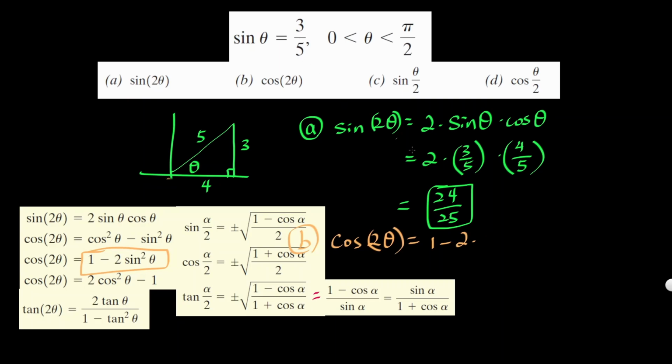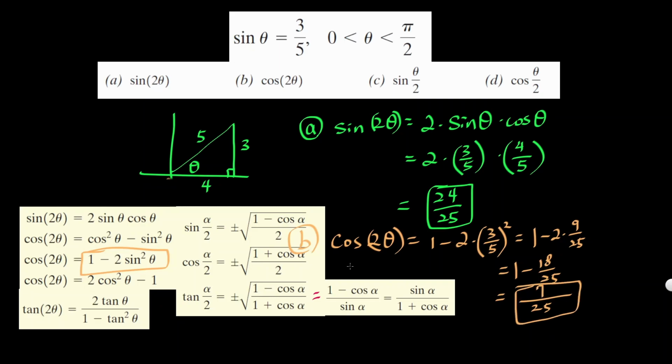Sine theta was 3 over 5, so let me put 3 over 5 and then square that. That's going to be 1 minus 2 times 9 over 25, which is 1 minus 18 over 25. It's going to be 25 on the bottom: 25 minus 18, so it's going to be 7 over 25. So that's the part B answer. Let's move on to the half angle formula. I'm going to erase this now.